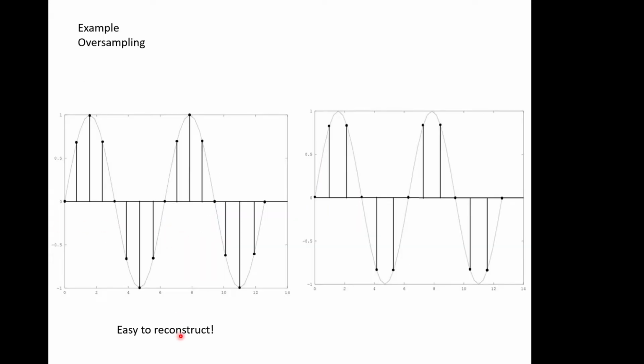So just to quickly look at what happens if we do oversampling. It's easy to reconstruct these, and here we have got, so this is 10 samples per wavelength, 8 samples per wavelength, I think it is, count them anyway.